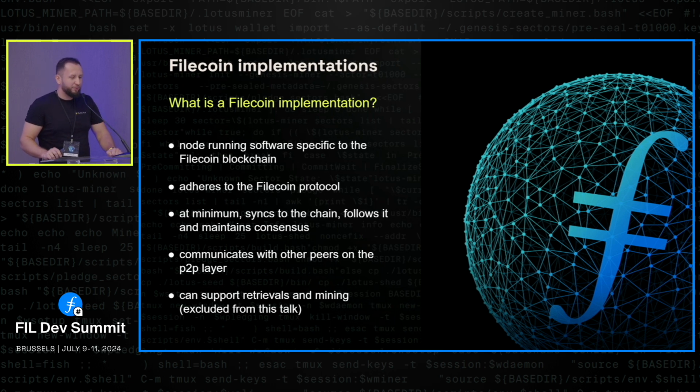Okay, so let's try something that the node I'm representing matches. At minimum, it shall sync to the chain, shall follow it, and it will maintain consensus. It will do it over a peer-to-peer layer. And this is what, in my eyes, a Filecoin implementation should do at minimum. It can support retrievals and mining and storage, but doesn't have to, please. Otherwise, no Forest here.